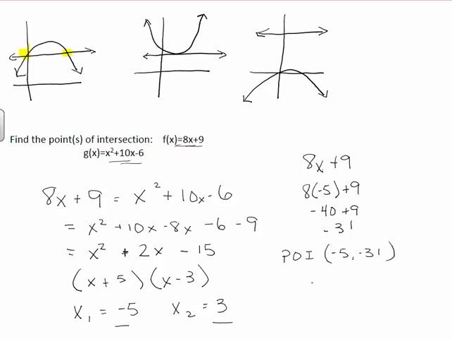And then I do the exact same thing for my number 3. So I have 8 times 3 plus 9, which gives me 24 plus 9, which is 33. So my second point of intersection, and it's important to answer this, this is what the question is asking, what is the point of intersection, happens at 3 and 33.